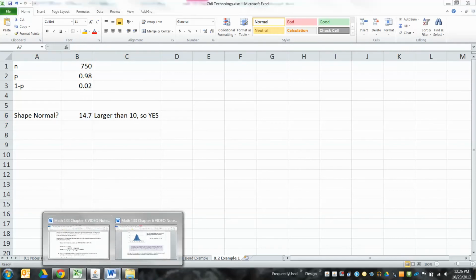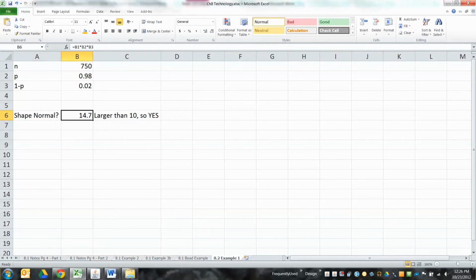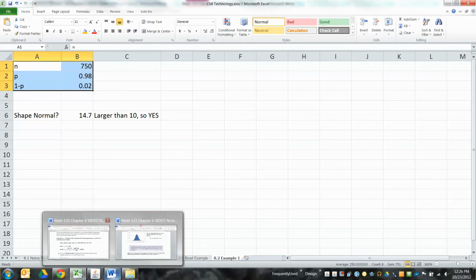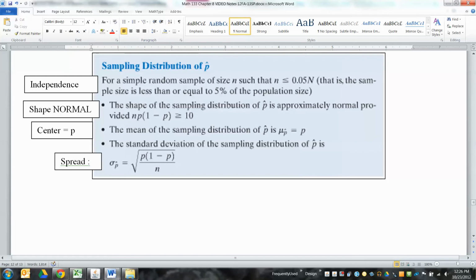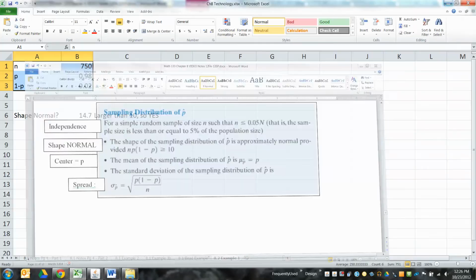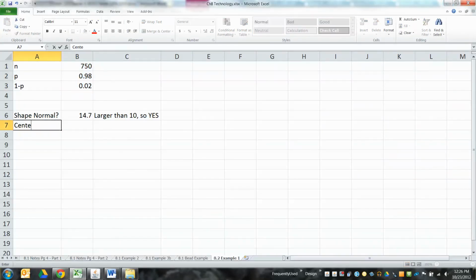And again, we didn't have to do that in Excel. We could have just used a calculator or whatever. But I'm setting up some stuff for later on in the problem. So I figured I might as well get it done and over with. Okay. So here we are. I'm going to need the center and the spread. So the center, according to this little blue box, is the P. So I'm just going to put that down here. Center is mu P, which is equal to P, 0.98.